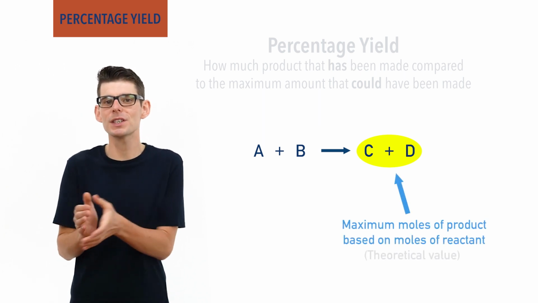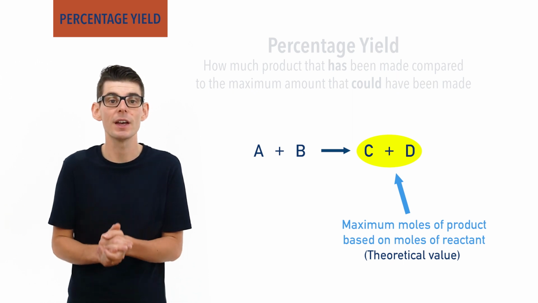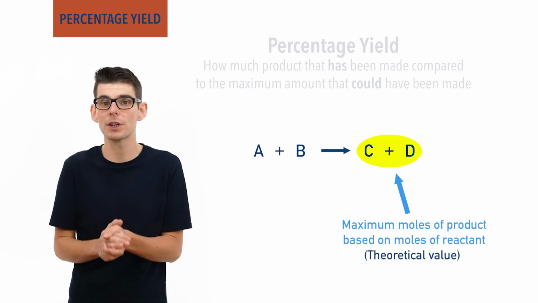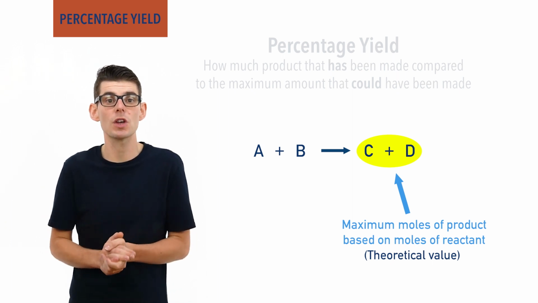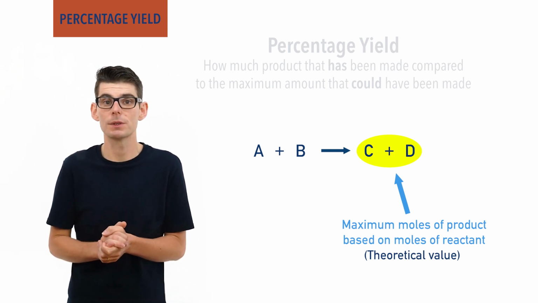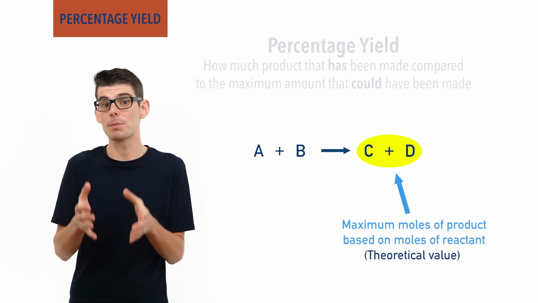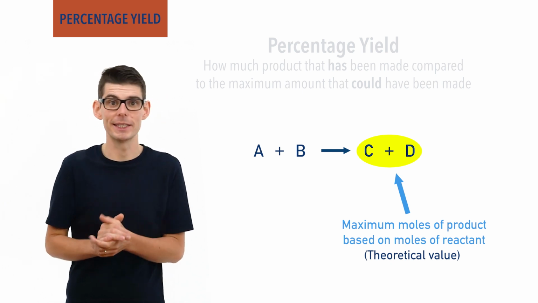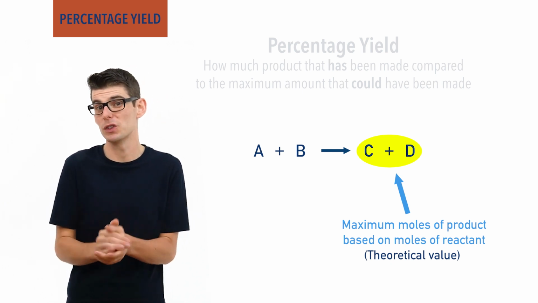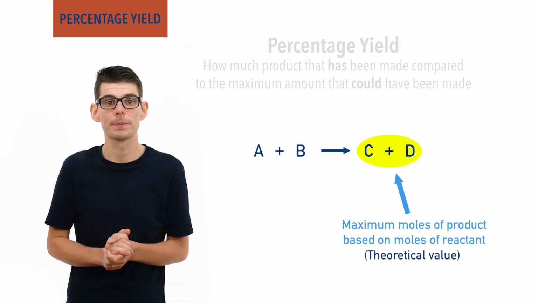I say theoretical there, as a set of reactants will never perfectly react together to give the maximum amount of product that they could. Some reactants may leave the reaction mixture before they get a chance to react. Others may react to give slightly different products, and sometimes products formed will leave the reaction mixture before being collected. Reversible reactions can also result in lower than expected product amounts.